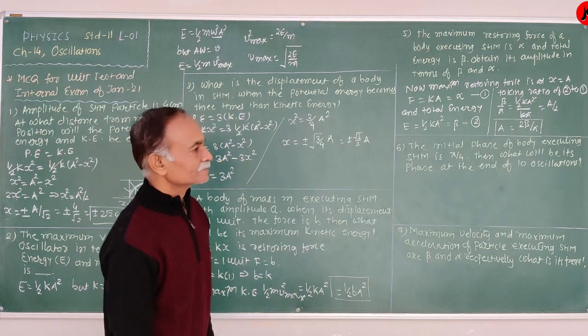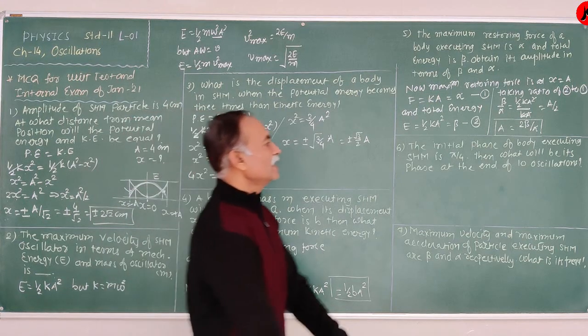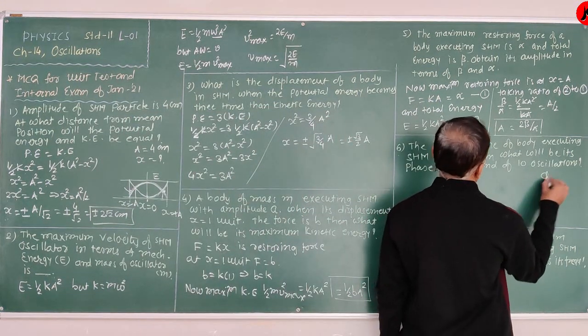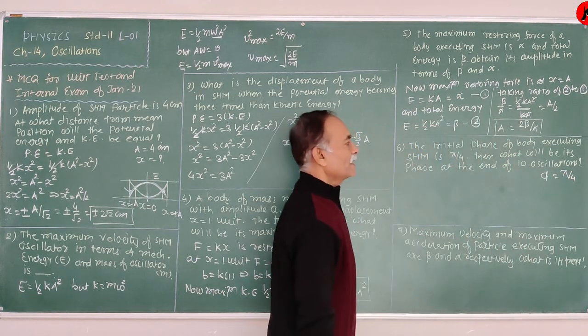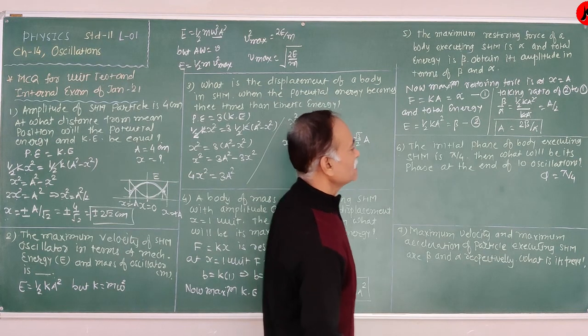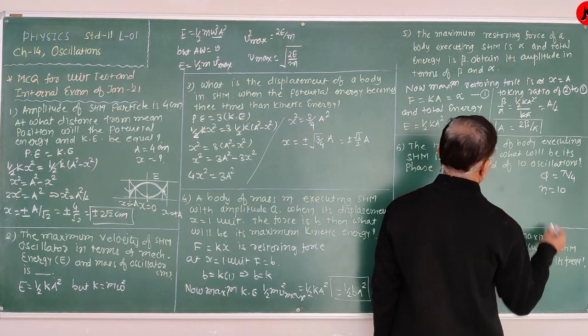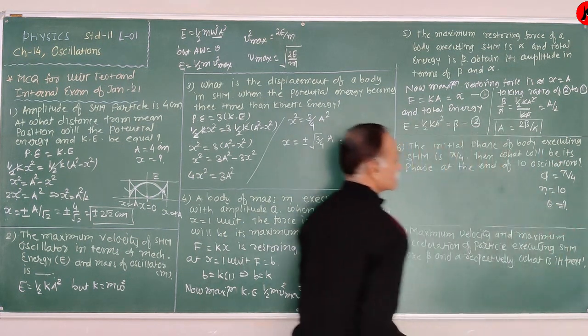Now, next is the initial phase of a body executing simple harmonic motion is pi by 4. Initial phase phi is equal to pi by 4 radian. Then, what will be its phase at end of 10 oscillations? Number of oscillations is 10. We have to find out the theta after 10 oscillations.